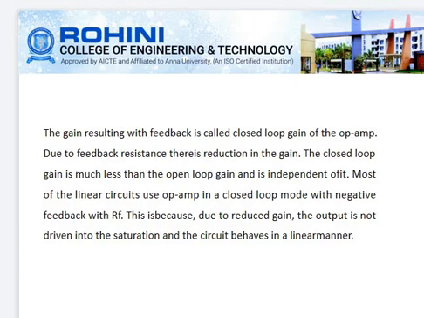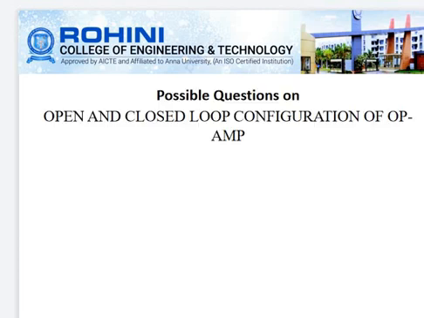Most linear circuits use the op-amp in closed loop mode with negative feedback through RF. This is because, due to the reduced gain, the output is not driven into saturation and the circuit behaves in a linear manner. So the possible question on this open and closed loop configuration is: explain in detail about the open and closed loop configuration of operational amplifier.